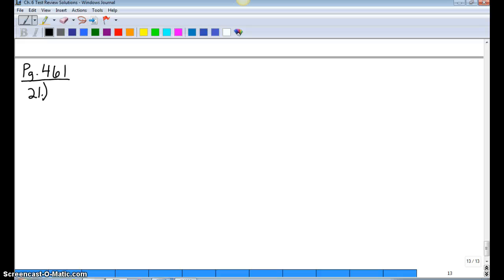On to our last section, 6.5. It's on page 461. The first two review problems I'll do are 21 and 24. They are just asking you to simplify the given expression.